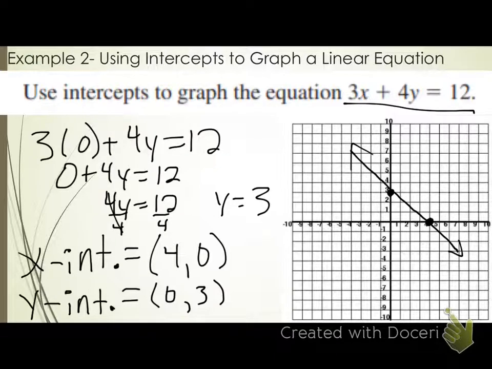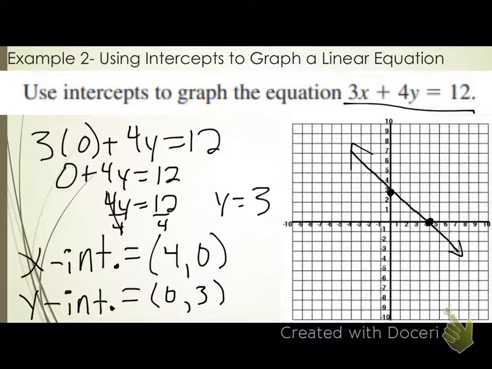So I'm hoping today is not too terrible. Hope we all understood that. To find your x-intercept, replace y with 0, solve for x. To find your y-intercept, replace x with 0, solve for y. And then I can graph those 2 ordered pairs and draw my line through those 2 points.